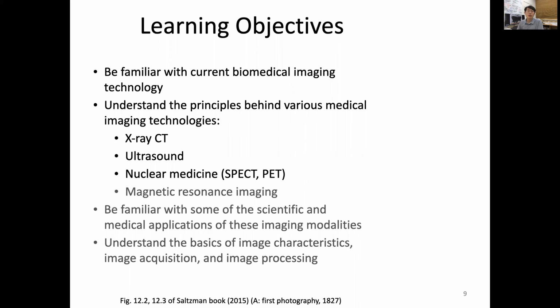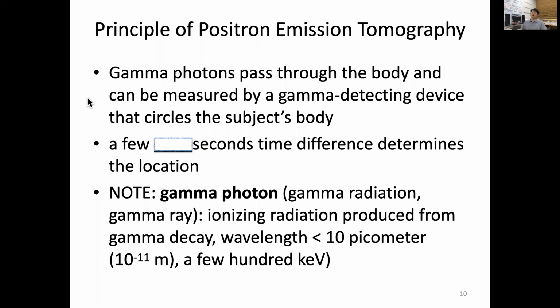Hi, now let's discuss nuclear medicine imaging, especially PET. So, the principle of positron emission tomography. That is using gamma photons passing through the body, which can be measured by a gamma detecting device that encircles the subject's body, or it could be the head.